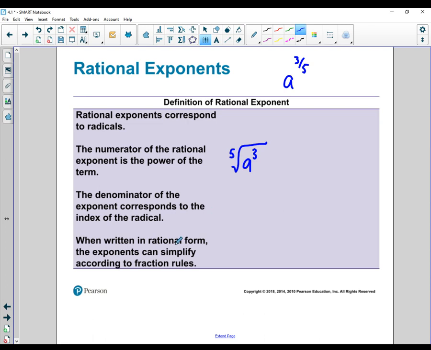And then when written in rational form, the exponents can simplify according to fraction rules. So if I had a to the 4/6, that's really the sixth root of a to the 4th. That can be written as a to the 2/3. So you can reduce those fractions.